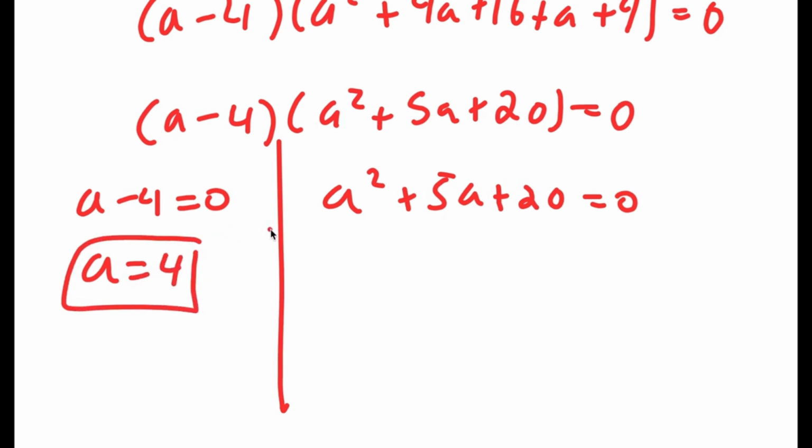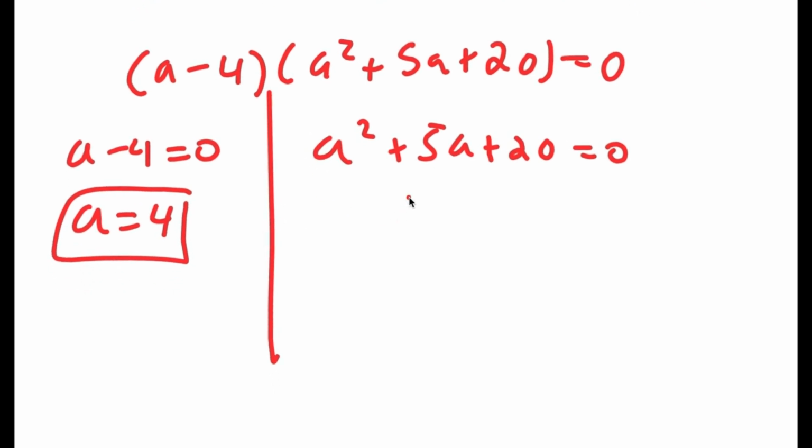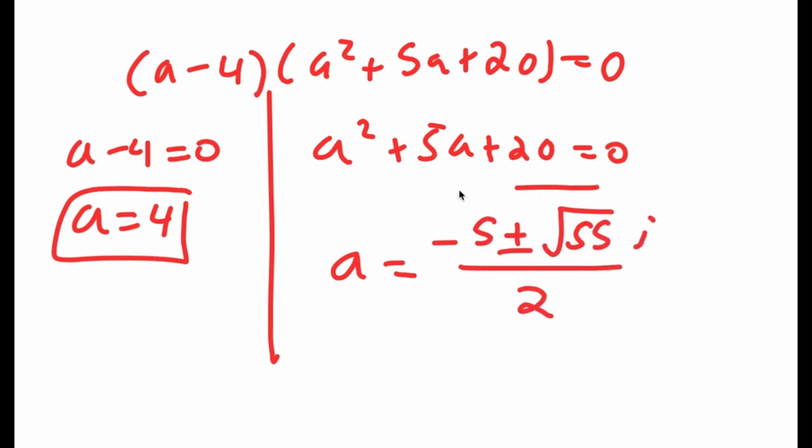And for a squared plus 5a plus 20 equals 0, I'm going to use the quadratic formula, but I'm actually not going to waste your guys' time by actually doing it. So if you do end up doing it, you get that a is equal to negative 5 plus or minus the square root of 55i over 2.